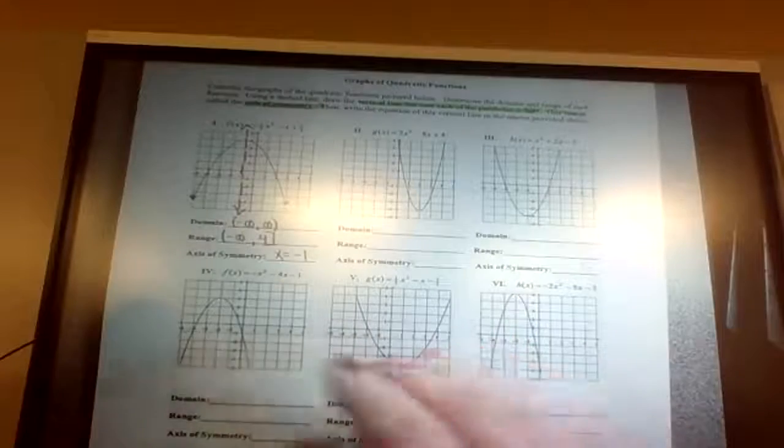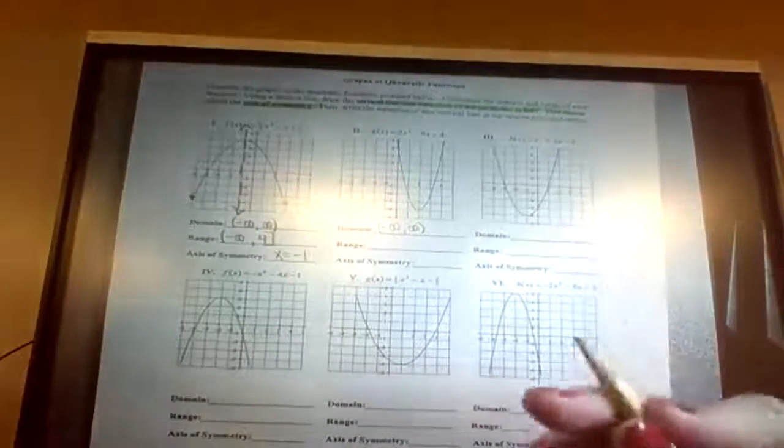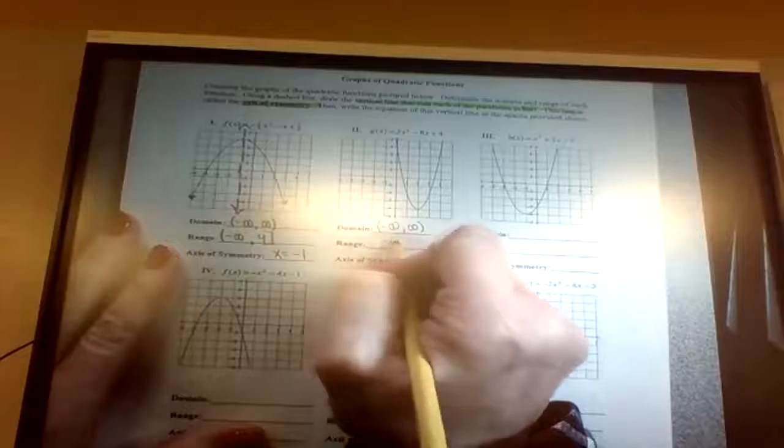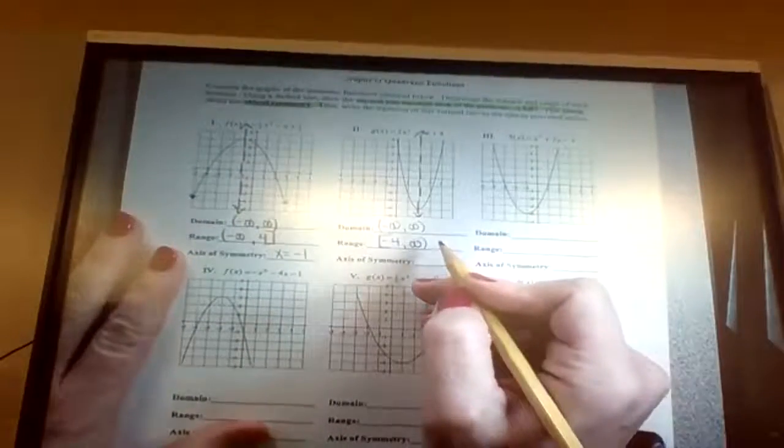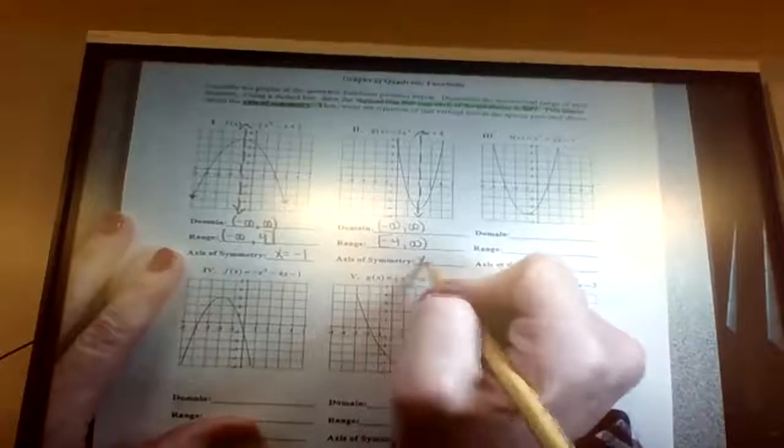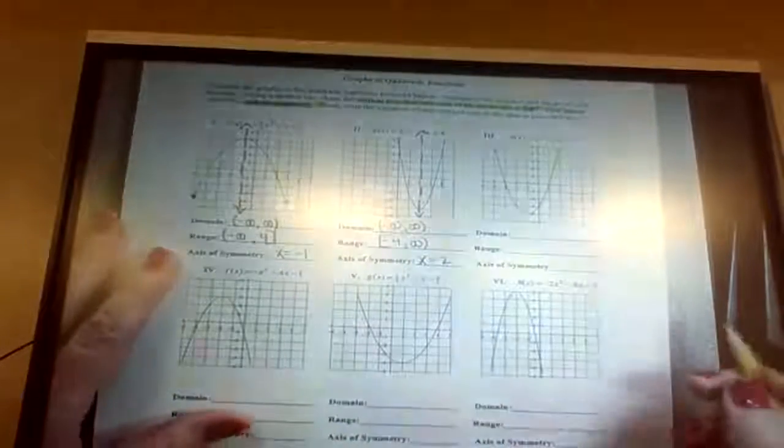What's the domain on number 2? What's the range? -4 to infinity. Does it touch -4? Yes. All right, I've got an axis of symmetry right here. What's my axis of symmetry? X equals 2. That's important. The x equals part is very important.